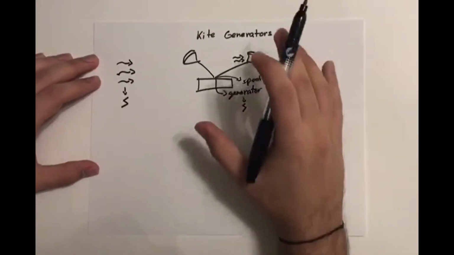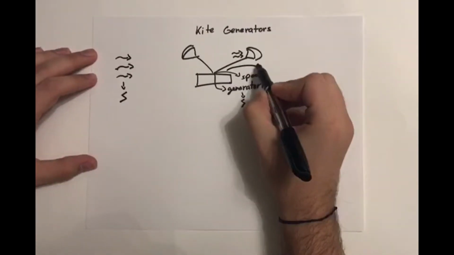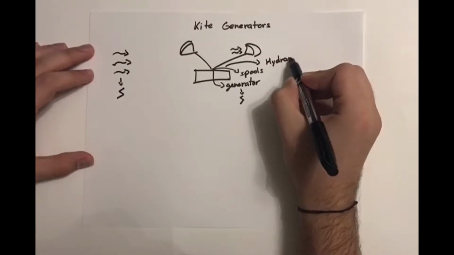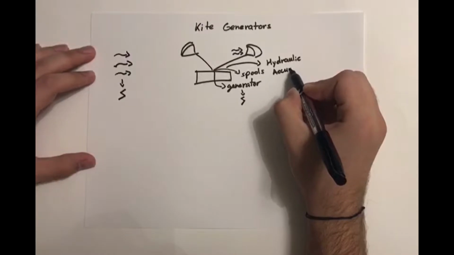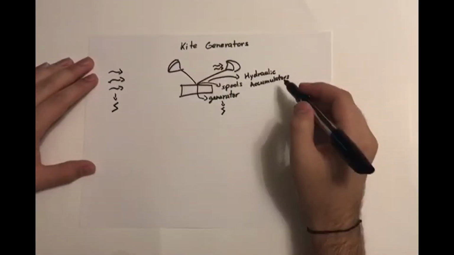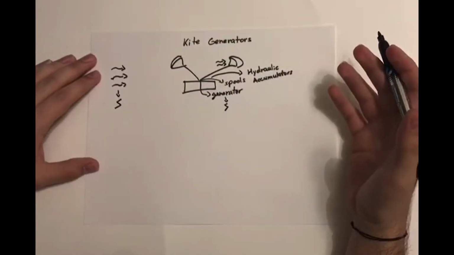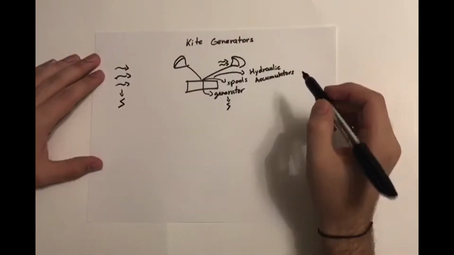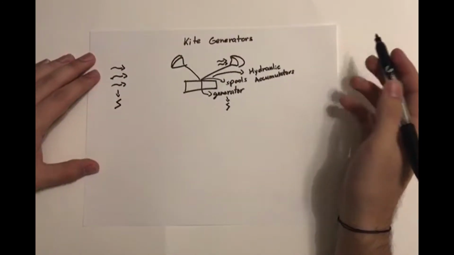So an important part of these systems are what's called hydraulic accumulators. These hydraulic accumulators store potential energy in the form of pressure. Their main objective is smoothing the irregularities generated by the different kite speeds, allowing for a stable output of power.